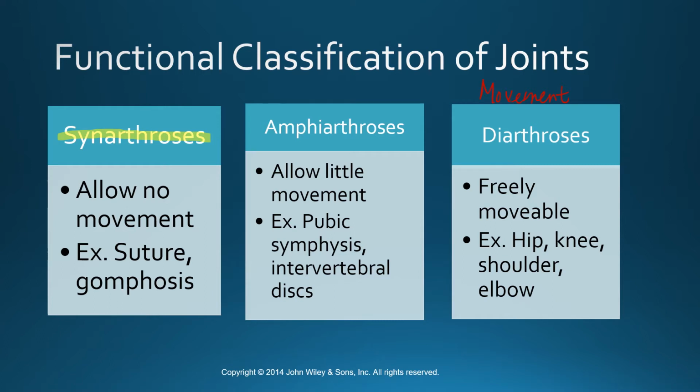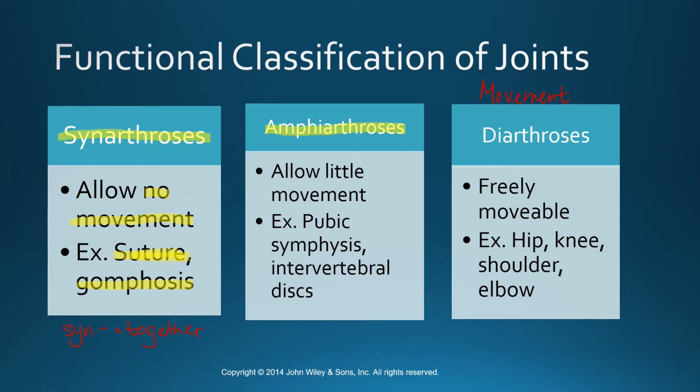Synarthroses. This is an immovable joint, so we're not going to allow any movement at this joint. We're looking at examples of suture and gomphosis, and we will look at the gomphosis yet as well. Remember that the prefix syn actually means together. So these are joints in which the two articulating points are actually held together and they don't move independently.